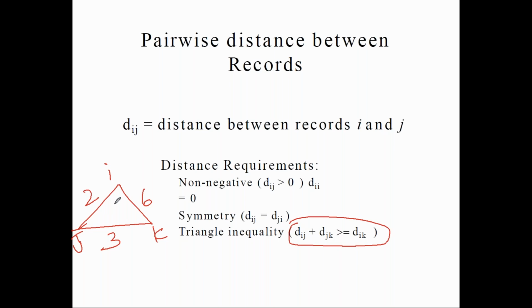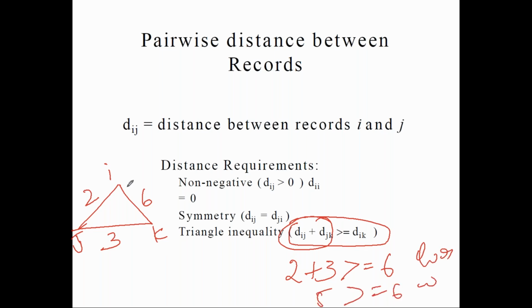Because the distance between I and J plus J and K should be greater than or equal to the distance between I and K. So the distance between I and J is how much? 2. And J and K is 3. So 2 plus 3, 5, should be greater than or equal to 6. It is wrong, false. 5 is not greater than or equal to 6.